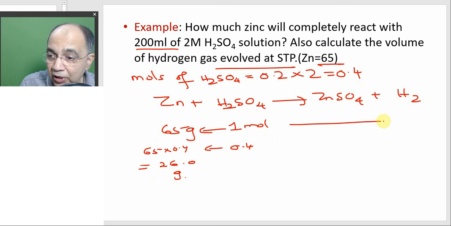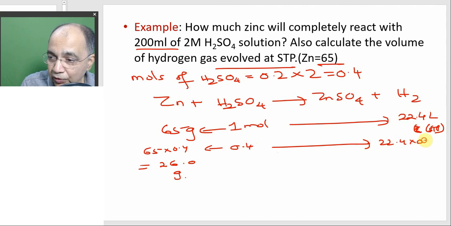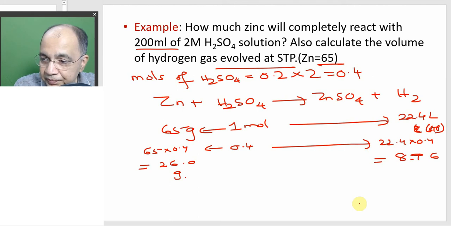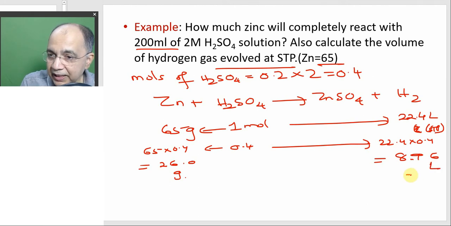Then it is asking about hydrogen. If 1 mole sulfuric acid produces 22.4 liters, because the molar volume is this. Don't confuse this volume with this volume, liter at STP. Then 0.4 mole will produce 22.4 into 0.4, 8.96 liters at STP.